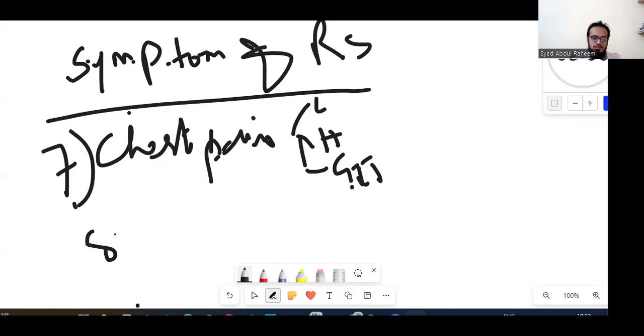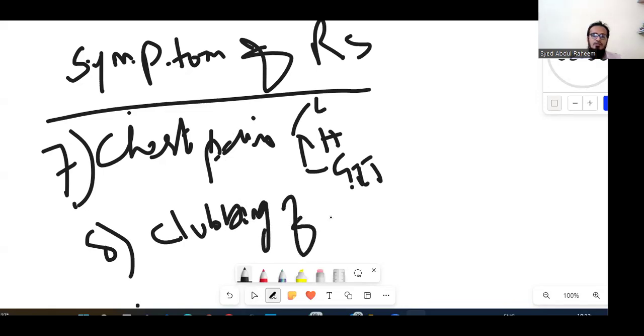And the eighth one is clubbing of fingers. So this is also one of the symptoms. Means due to the lung disorder, the fingers become clubbed, like swelling. We will see the image. Okay. So these are the 8 symptoms.